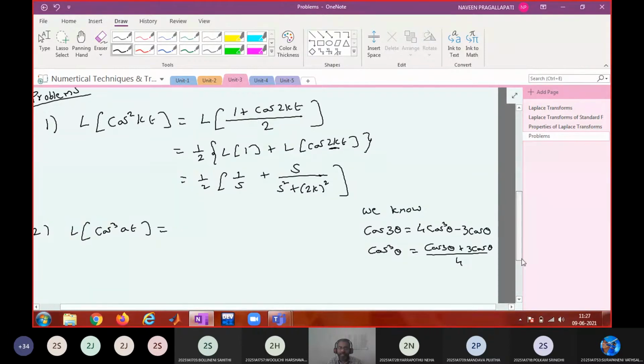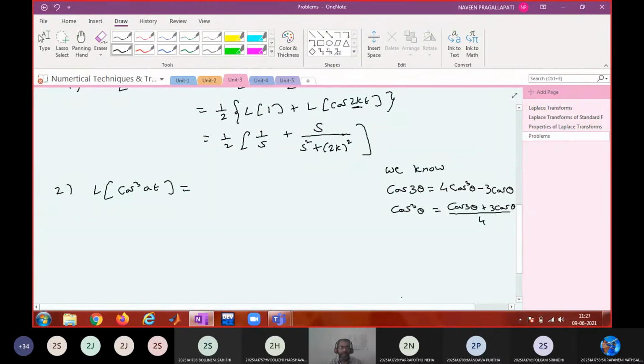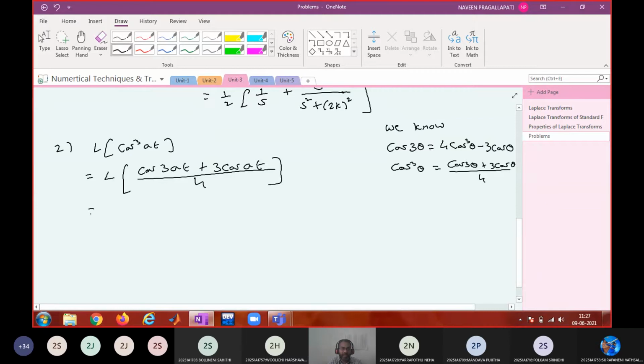Okay, so that's it. You have to use your trigonometric formula and convert into cosine or sine functions. So this is cos 3at. In place of theta you have at, so cos 3at plus 3 cos at by 4. Now just apply the linearity property and simplify.